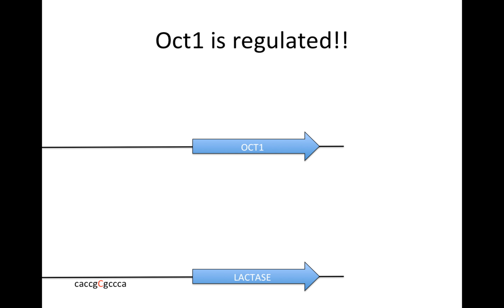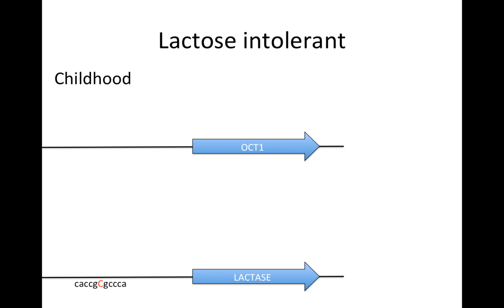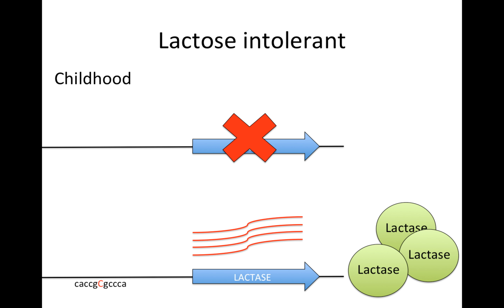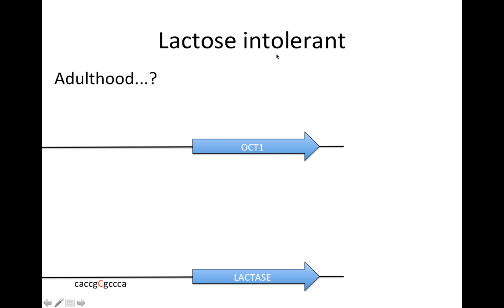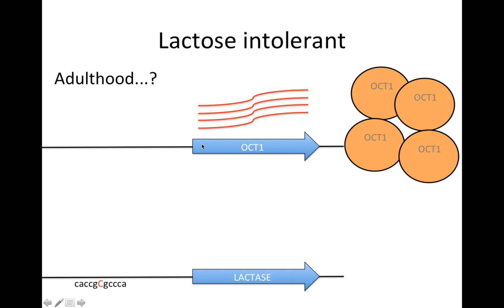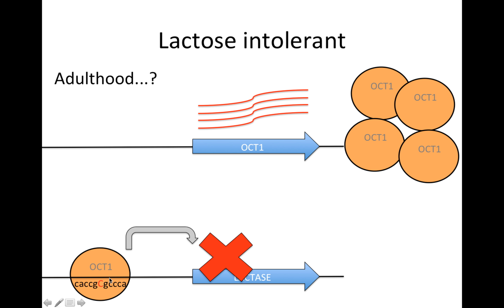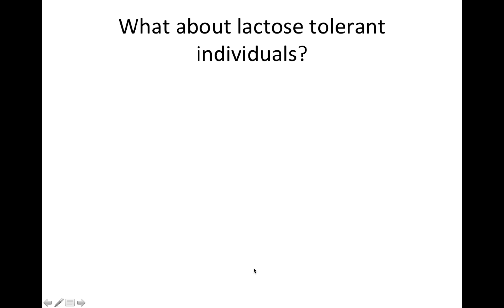Okay, so let's work this all the way through. So in childhood, OCT1 is off; it's not expressed, and so that means that nothing binds here to block lactase expression, and so lactase is expressed. So in lactose intolerant individuals, to start out with, OCT1 is expressed during adulthood, and it comes down and binds, and it blocks expression of the lactase gene, and so we don't get any expression of lactase. So in lactose intolerant individuals, we have no lactase in adulthood.